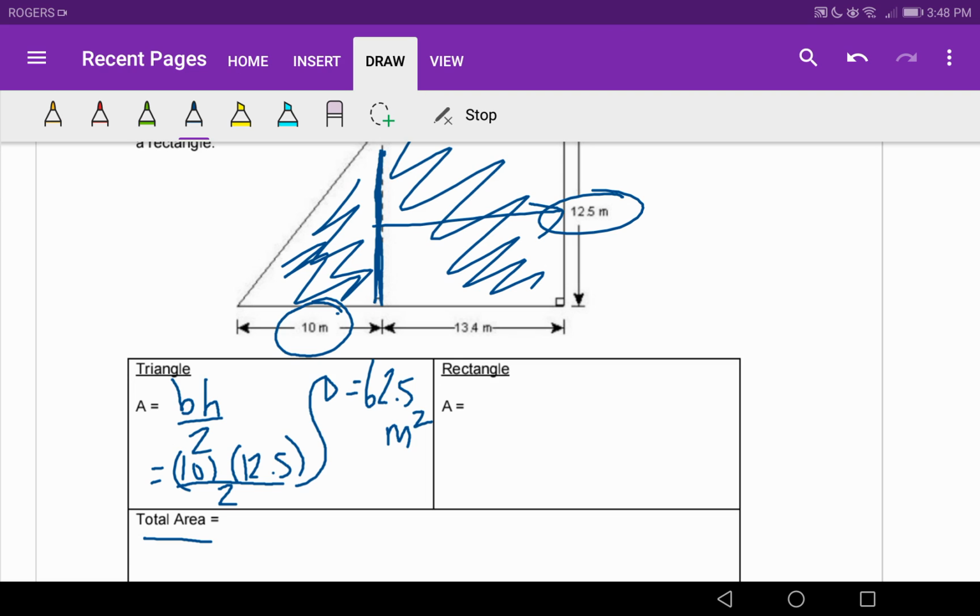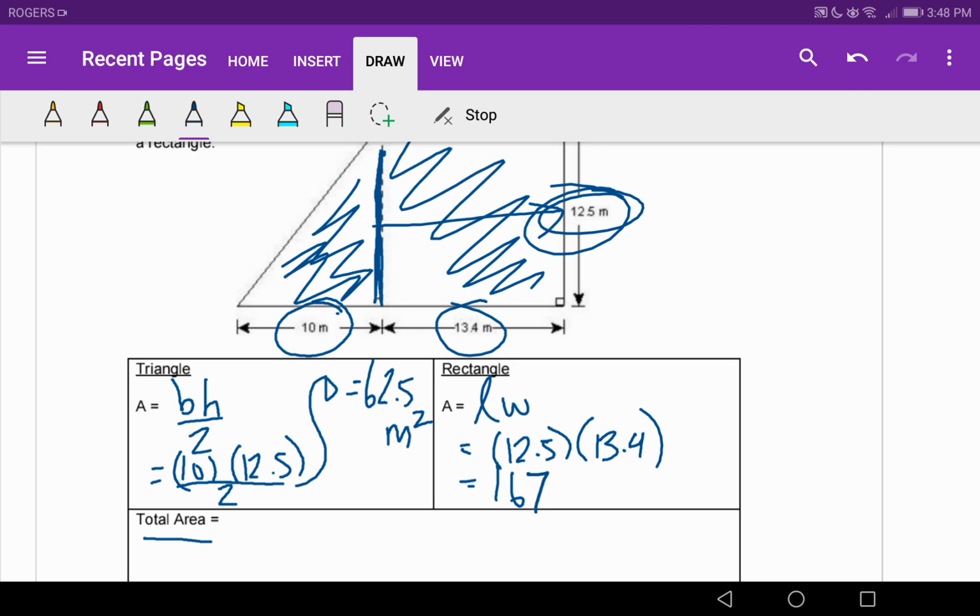Next is the area of my rectangle. And I know that the formula for the area of a rectangle is just length times width. All right, and you can check your formula sheet for that. So I just need to do length of 12.5. And it doesn't matter what order you put these numbers in because we're multiplying them. So that doesn't matter. 12.5 times 13.4, these values right there. Okay, and you should get 167.5 meters squared.